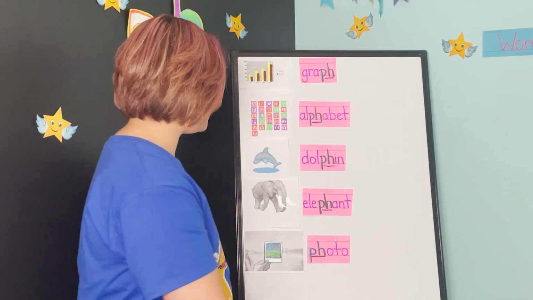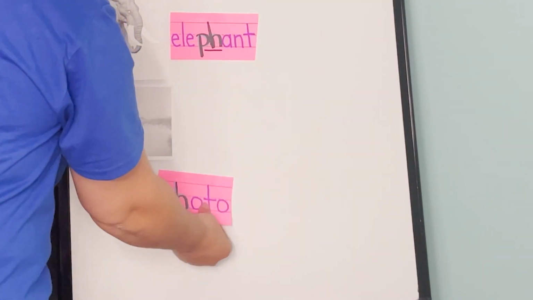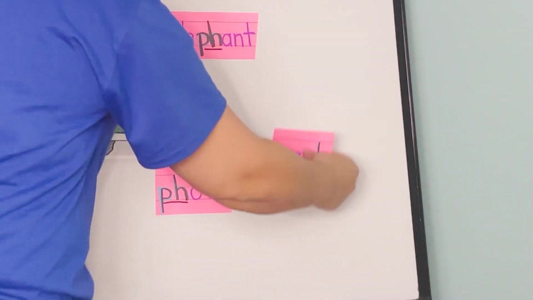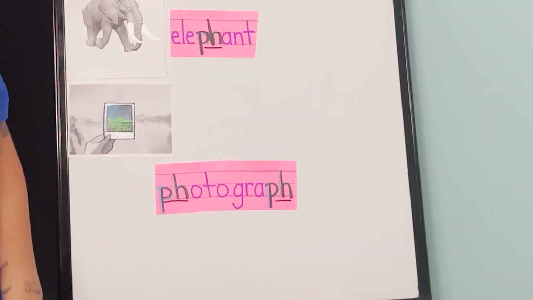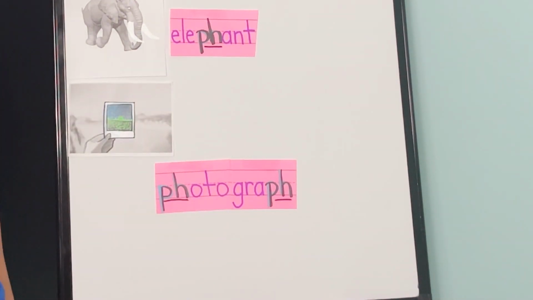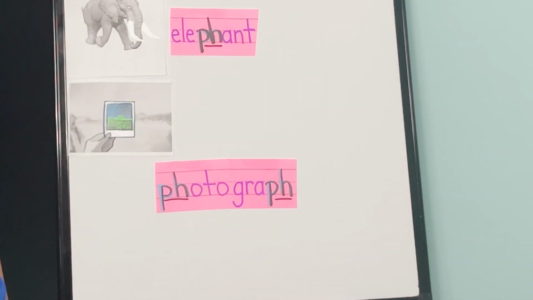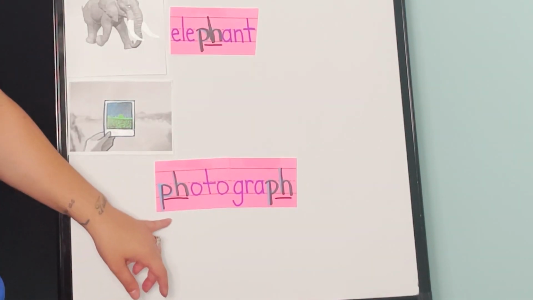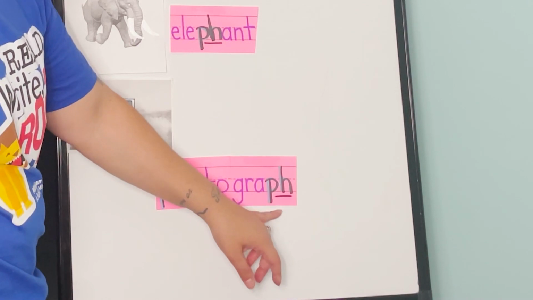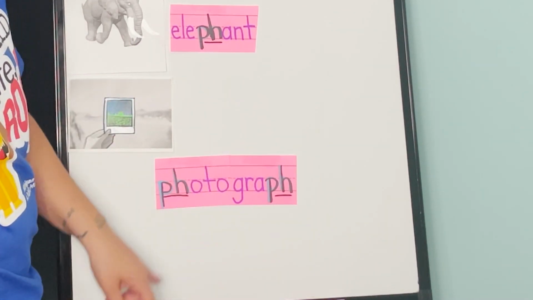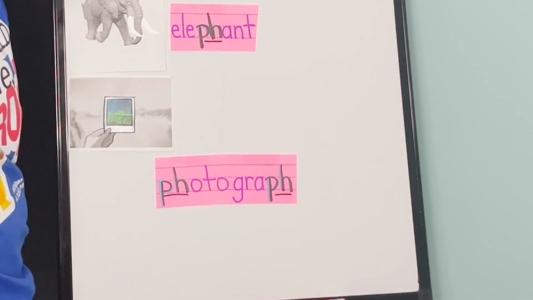And photograph can be made with our word photo and our word graph, and we can put them together for a compound word to make the word photograph. What do you notice about that word photograph? I see PH at the beginning, and I see PH at the end. Isn't that neat? Photograph.